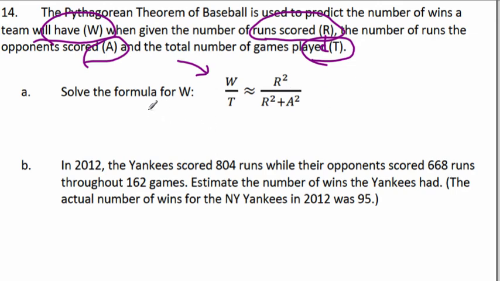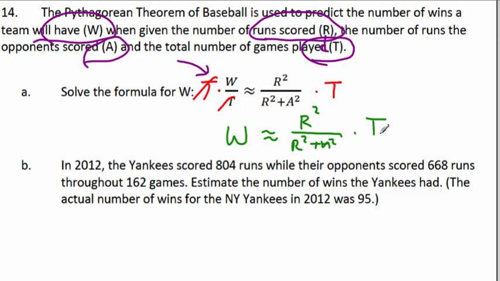Solve the formula for W. Well, that's easy enough. It's W divided by T, so we just multiply both sides by T. And don't try to get too fancy simplifying. You'll screw something up. We don't want to do that. So we're going to get W is approximately equal to R squared over R squared plus A squared times T, whatever T is, total number of games. That's a little A down there.